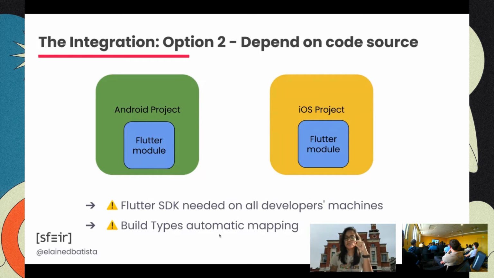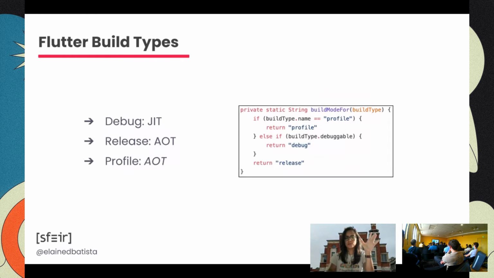And there's some automatic mapping between Flutter build types and your Android build types. This is what I'm talking about here. I'm not going to explain exactly what they are, but what you have to know is that the debug build type for Flutter is targeting the development phase of your project. And then you have the release build type that is targeting the app that is going to the store, that is going to be optimized.